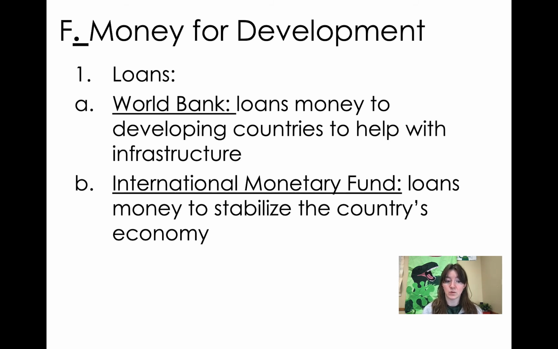The second one is the International Monetary Fund, or the IMF. And this loans money to stabilize the country's economy. So the World Bank is specifically about developing countries, helping with infrastructure. The IMF is particularly about when a country has an unstable economy, and the IMF is helping to step in with a loan to stabilize the economy so they don't become a failed state.